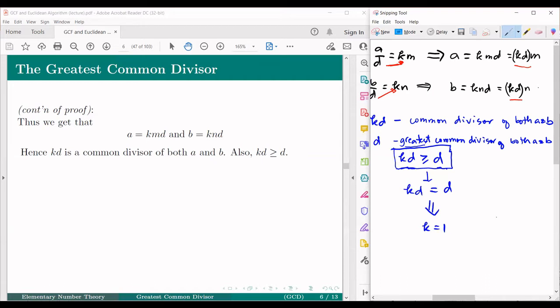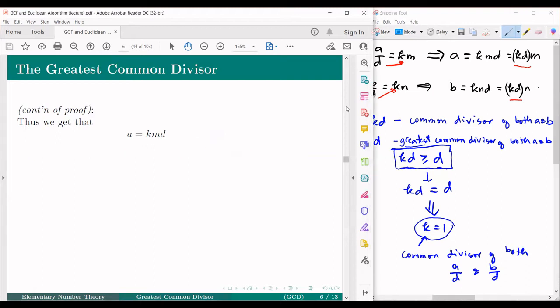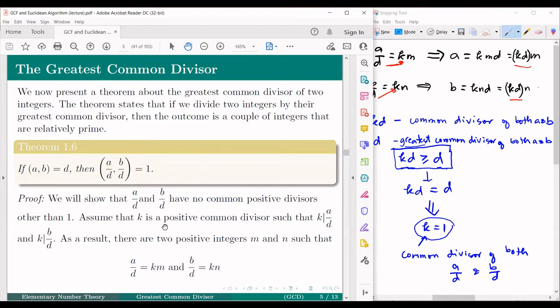Okay? So notice here from our assumption, we let K be a common divisor of both A over D and B over D. Follow? So let me have this in our preview. So we assume that K is a positive common divisor such that we have this one. So it means K is a positive common divisor of A over D and B over D.